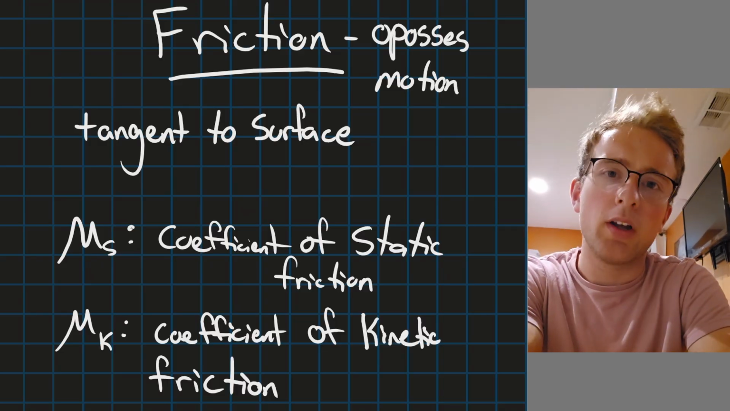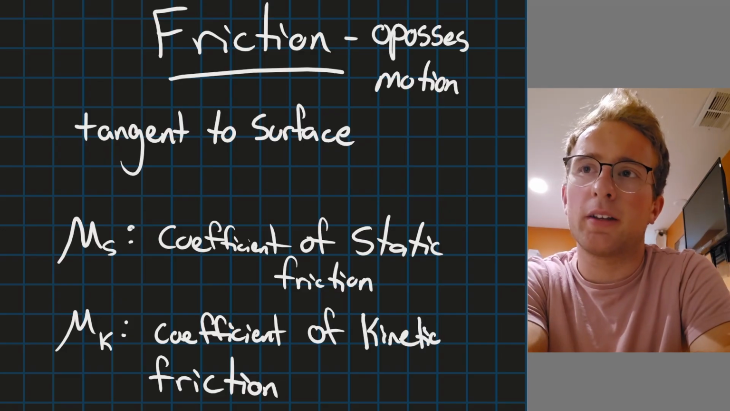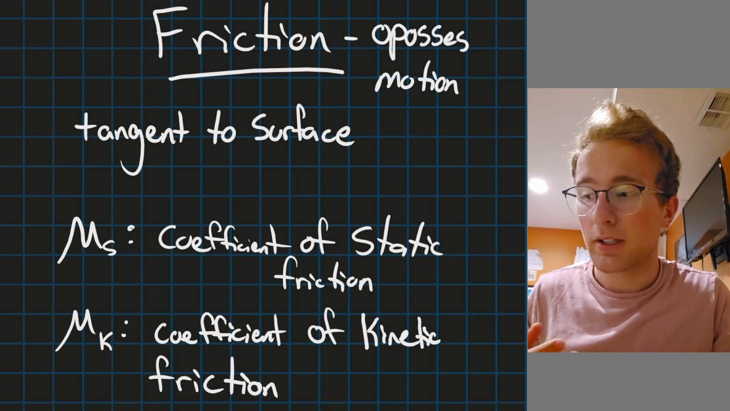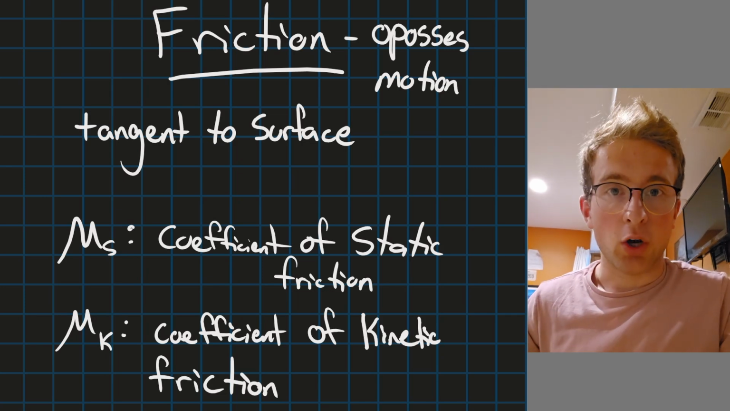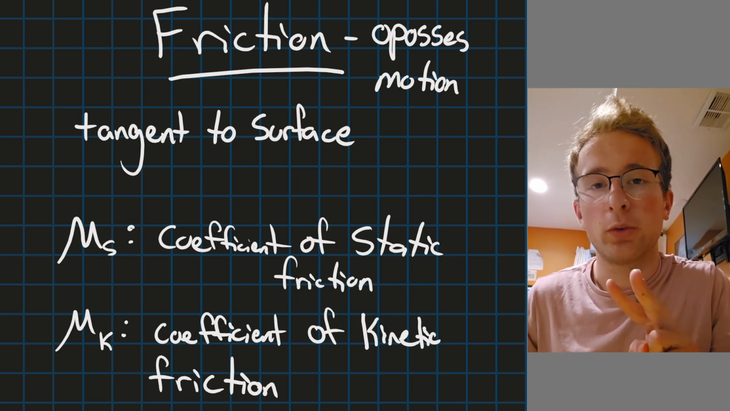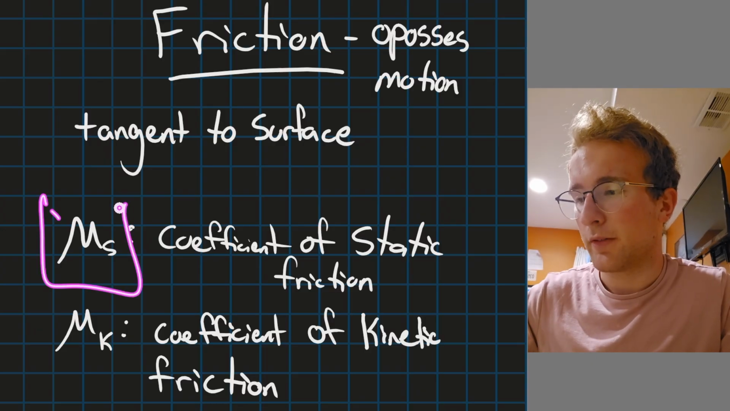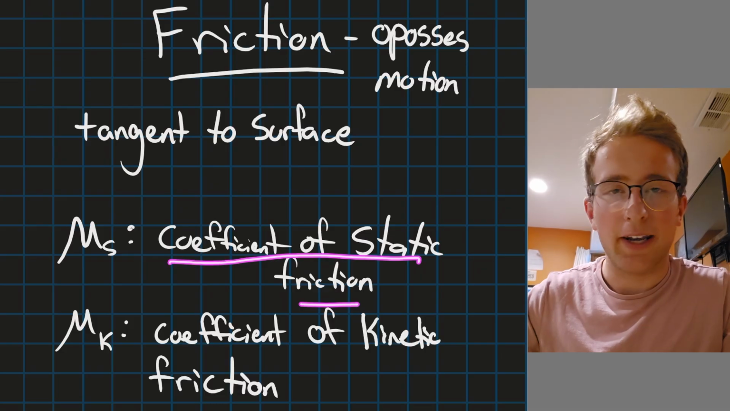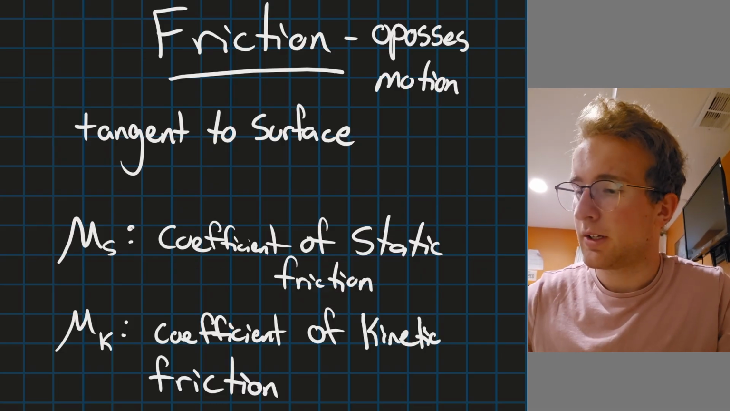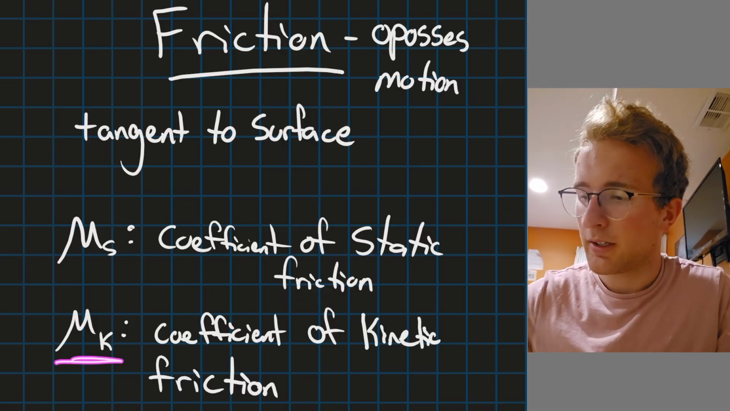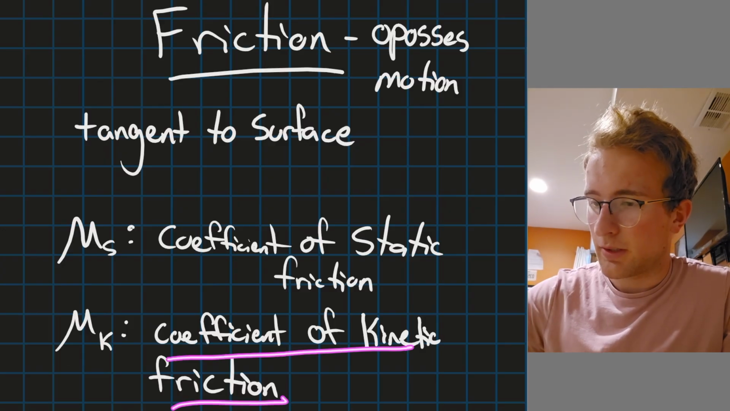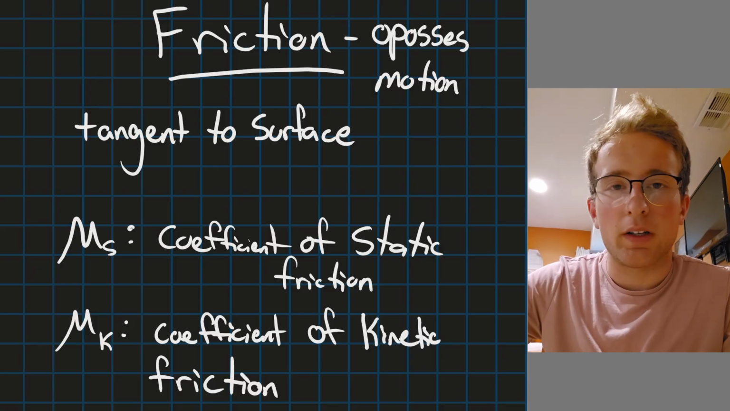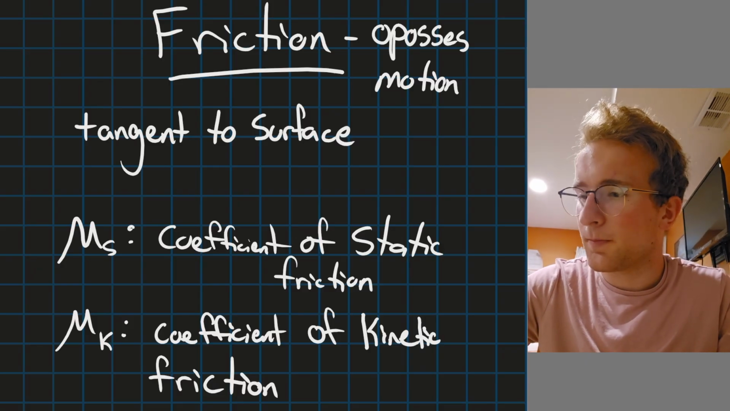okay? Now, the way we measure the strength of friction, or how strong a frictional force could be, is with a coefficient of friction. And we actually have two coefficients of friction. We have mu sub s, which is the coefficient of static friction, and mu sub k, which is the coefficient of kinetic friction. All right, and I'll talk more about that in a second here.